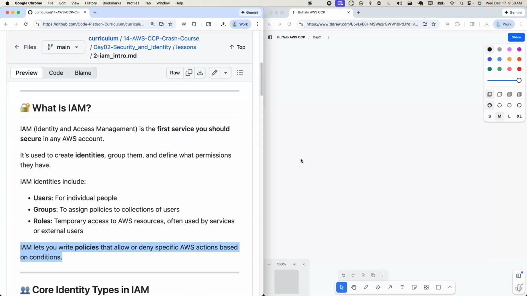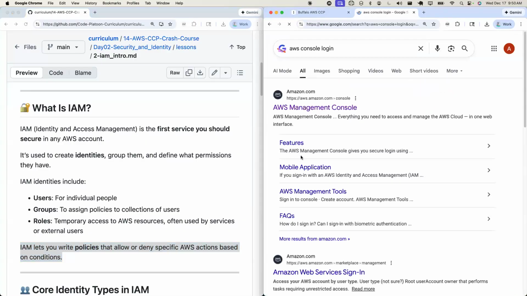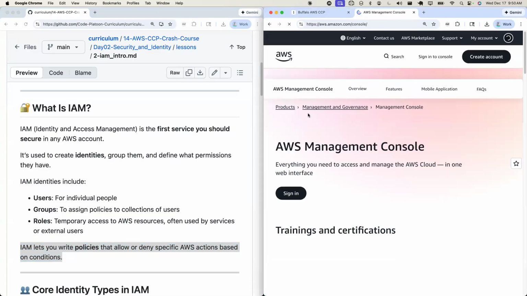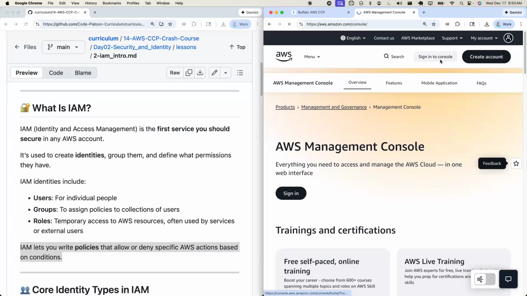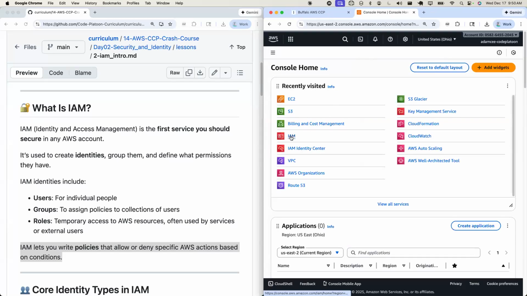Let me go ahead and pull up the console. I should be logged in. Let's take a look at IAM. And this stuff is confusing, I'm not going to lie. There is IAM and there is IAM Identity Center. And as I've learned the hard way, never the twain shall meet.